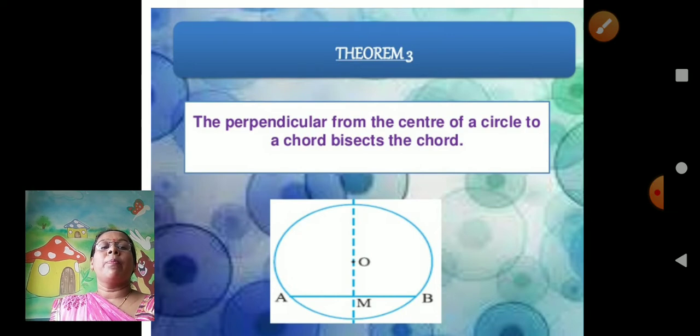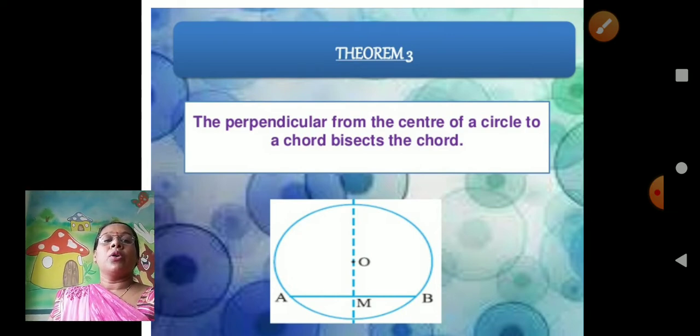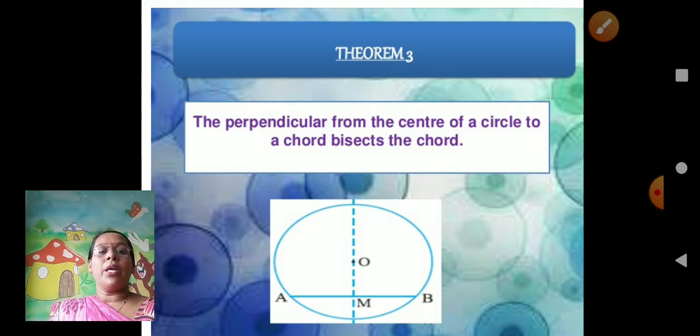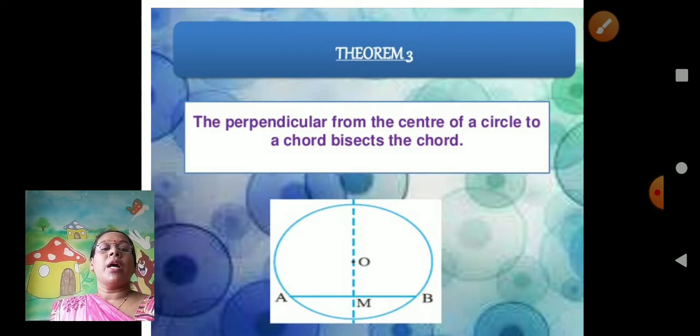Next theorem, a perpendicular from the center of a circle to a chord bisects the chord. It means if you consider chord AB, and OM is perpendicular to AB, then that segment OM divides AB into two equal parts, and those parts are AM and MB. Both are equal if OM is perpendicular to AB.